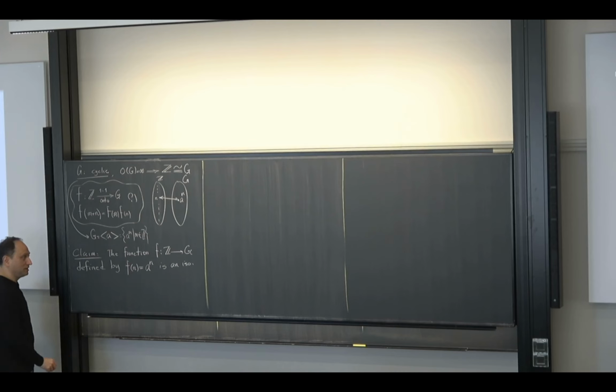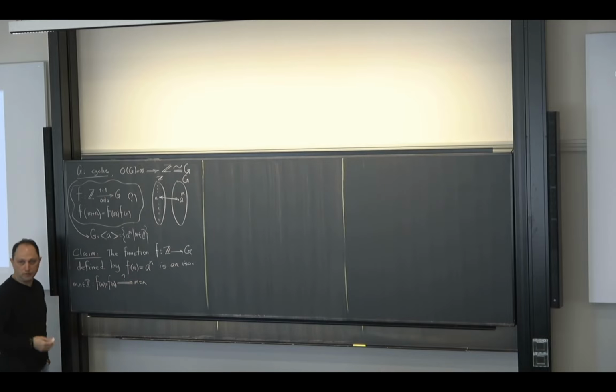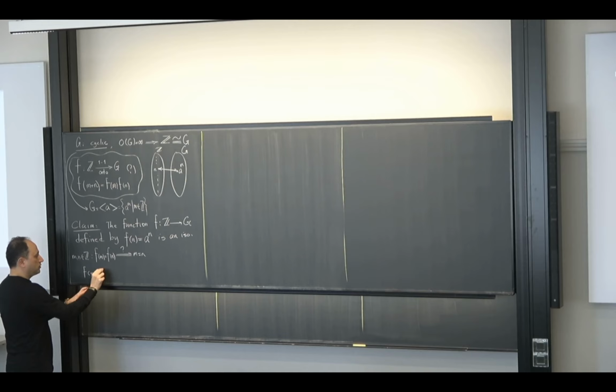Sorry, injectivity. Why is this injective? I will pick m and n in Z such that f of m is equal to f of n, and I ask myself, does this guarantee that m is equal to n or not? If it guarantees, it is injective. But do you think it guarantees? Let us check. I start from f of m equals f of n.